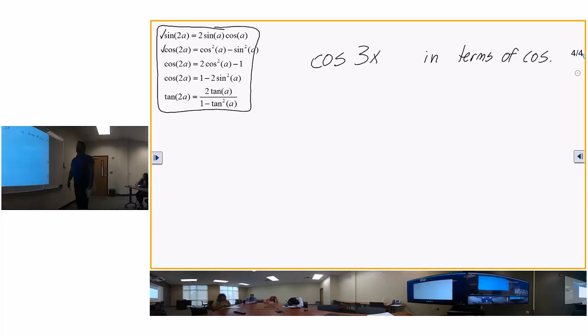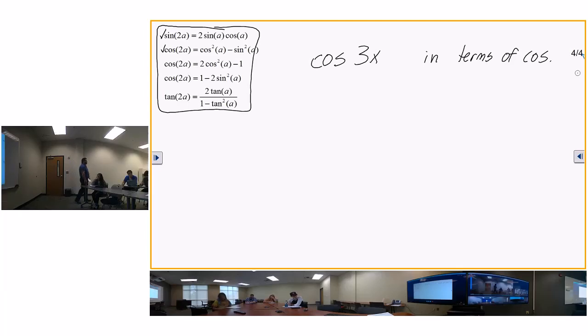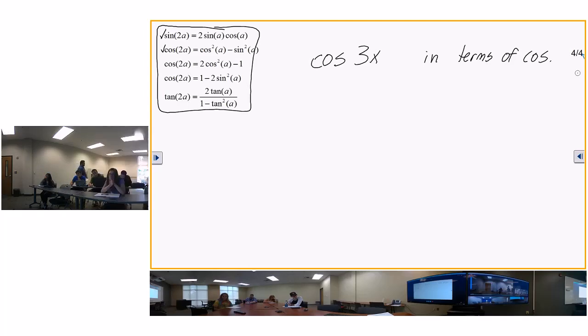Now, a lot of you say, well, it's already written in cosine. That's the first thing y'all say. No, you need to write it with an identity. The first thing I would think of is cosine of 2x plus x, or you could do cosine of x plus 2x. That's what I would do. I would change that into cosine of x plus 2x. Remember the identities that we learned the other day?